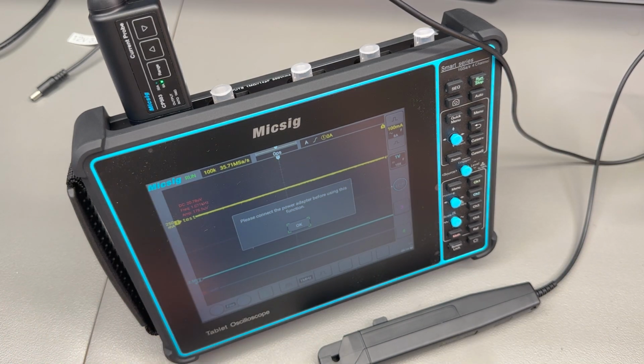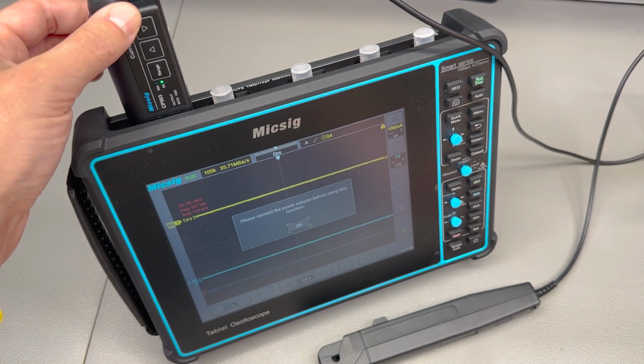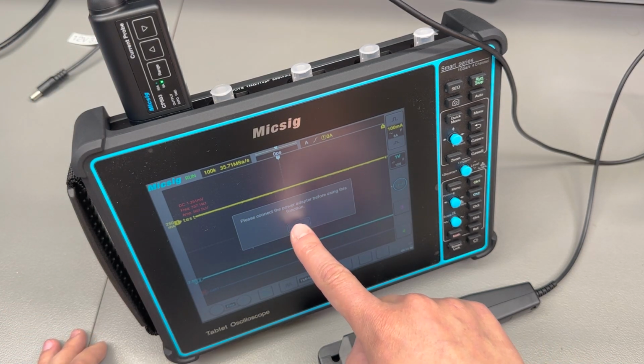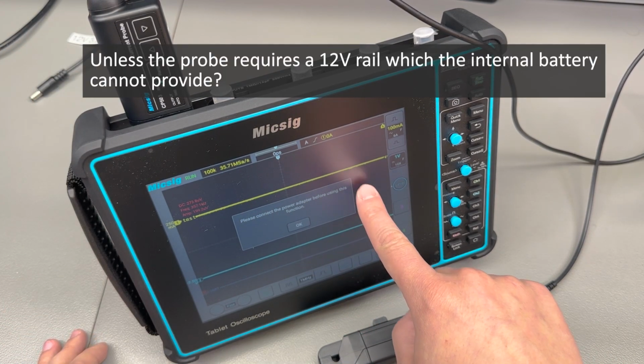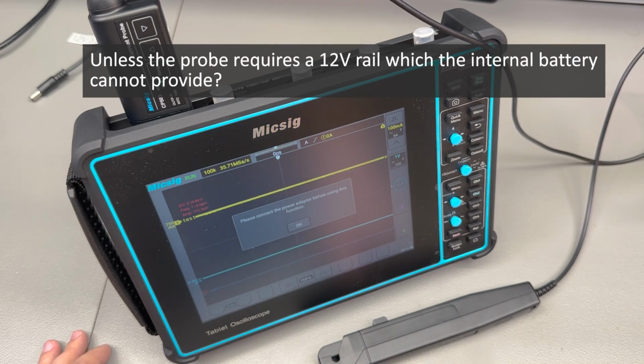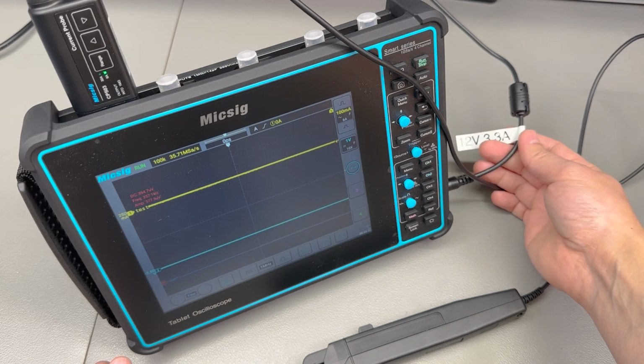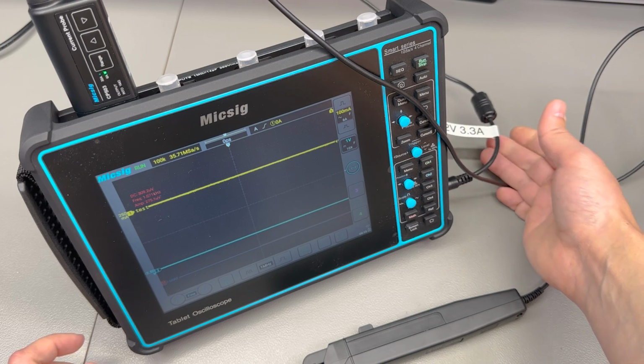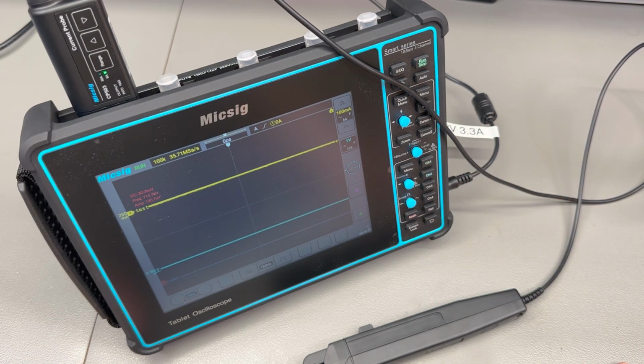I'm not sure if this is a software bug. I will email them and see what they have to say about this, but in my view, even with the extra power usage of the probe, they should allow you to cancel this message and continue to use the probe as such. So after connecting the oscilloscope to power, the message automatically goes away.